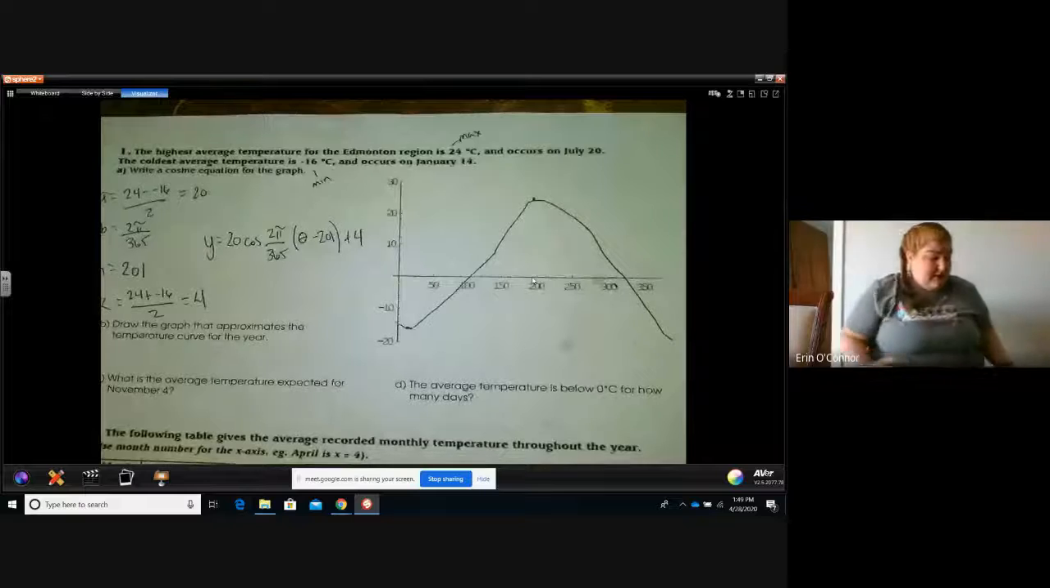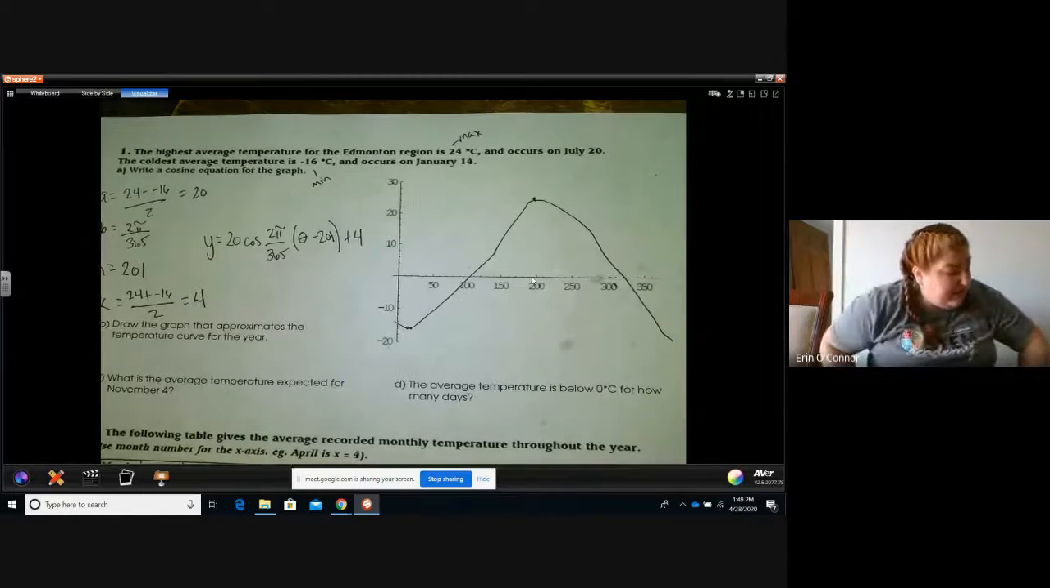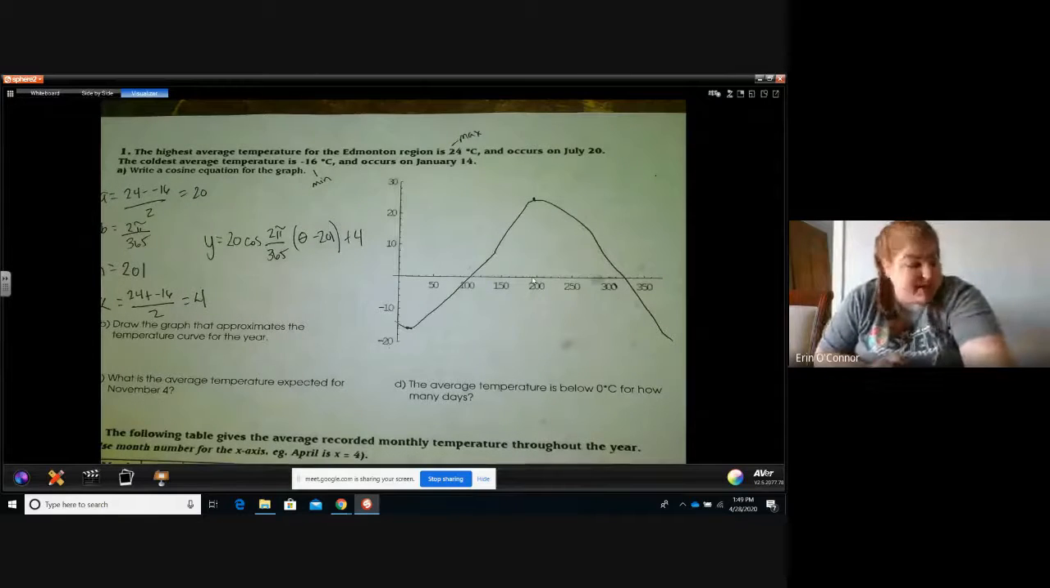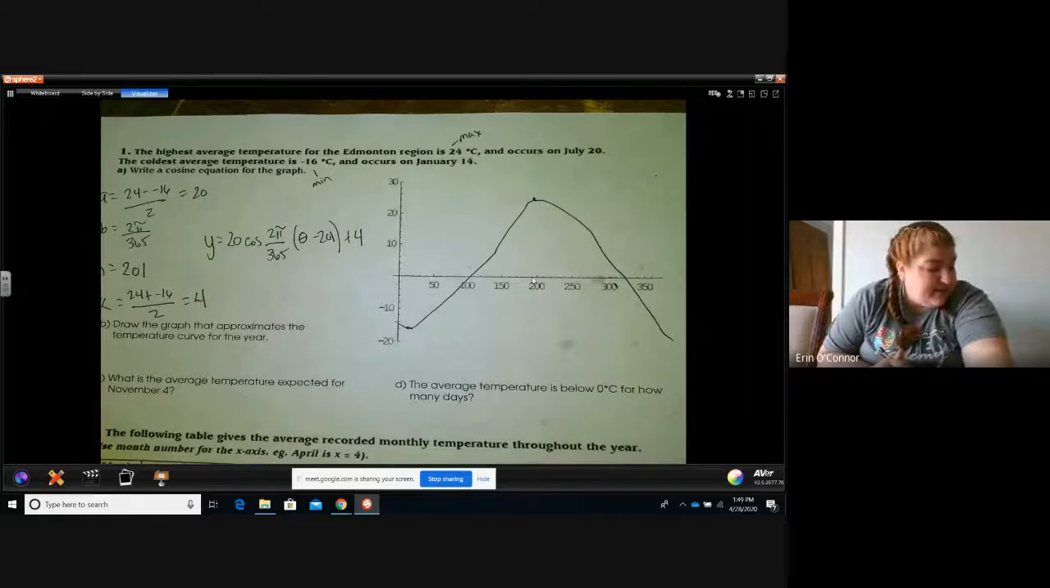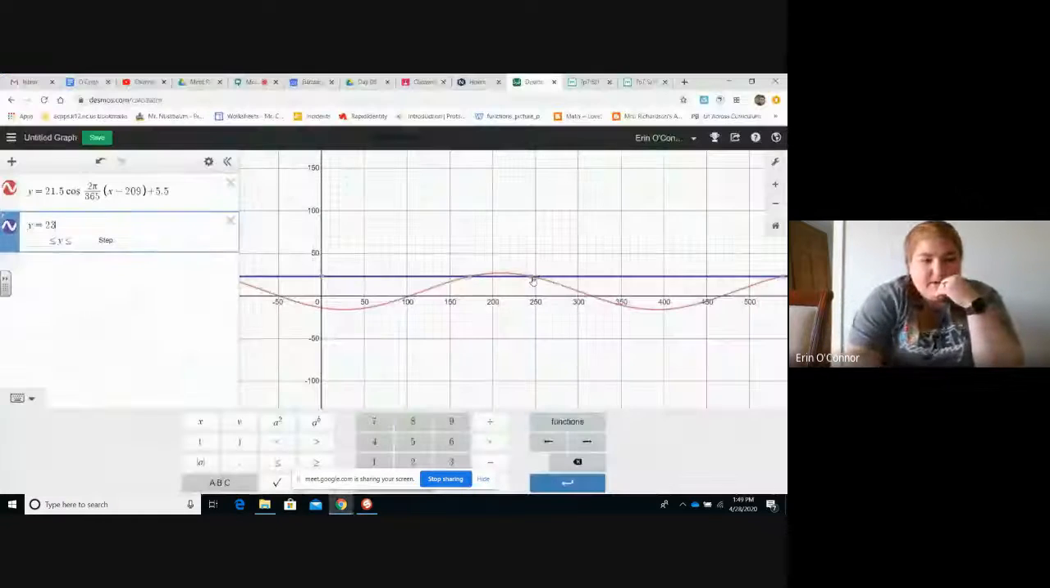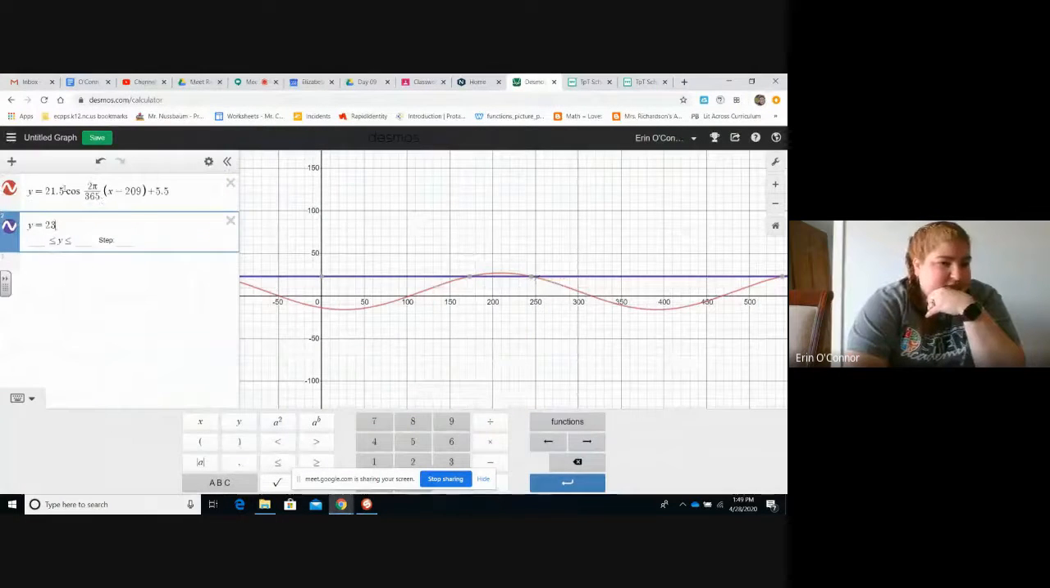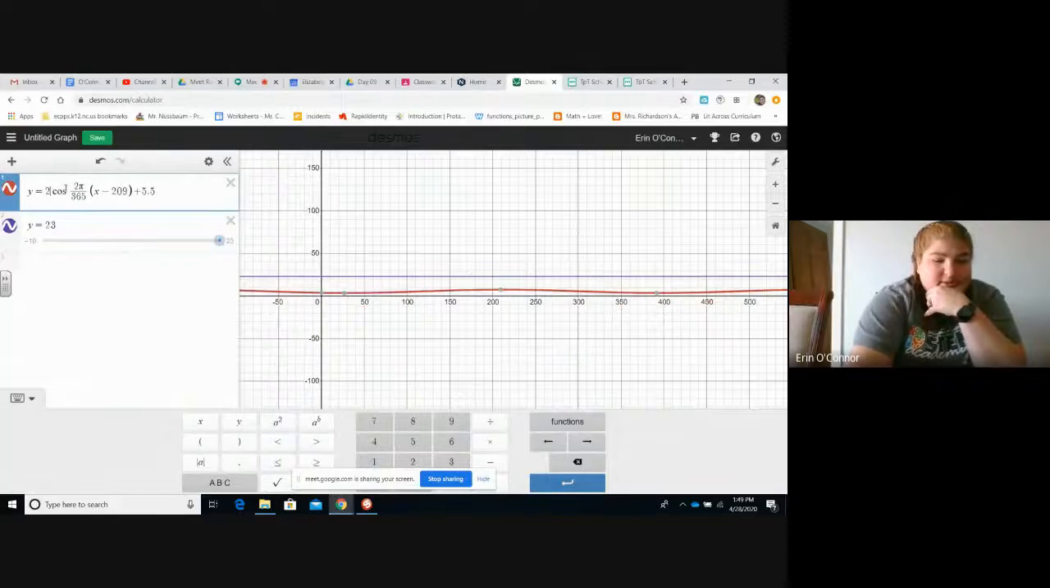I apologize. All right. So we draw the graph that approximates the temperature curve for the year. And we're going to put it into Desmos because the next question is, what is the average temperature expected for November 4th? And I'm going to help you out with the days here. So let's first put this into Desmos.